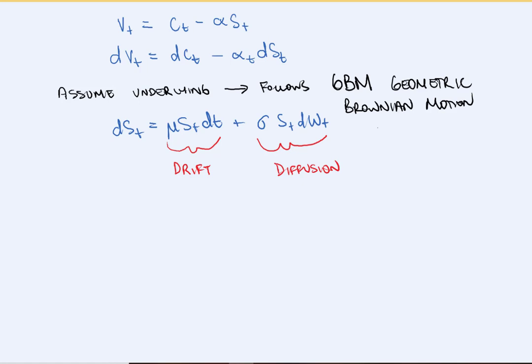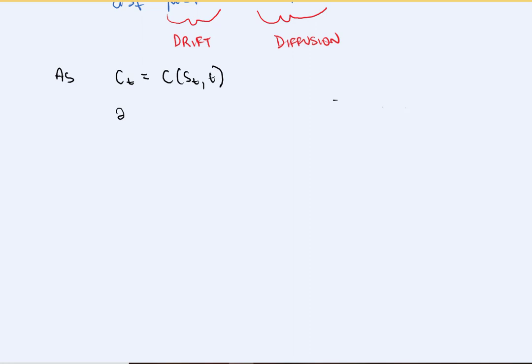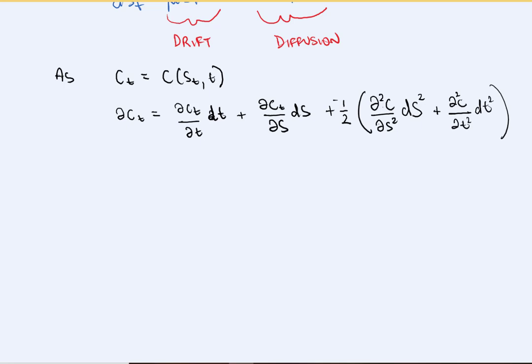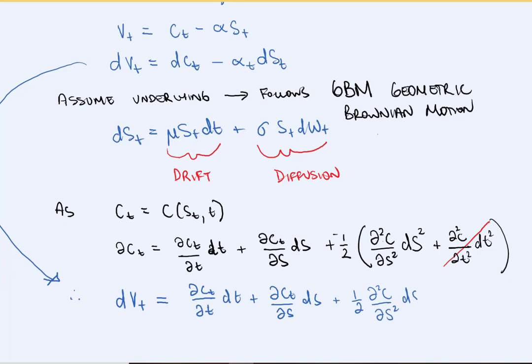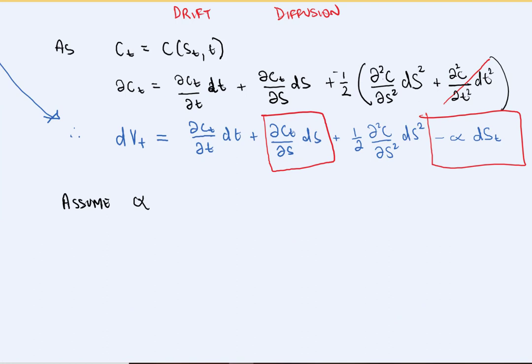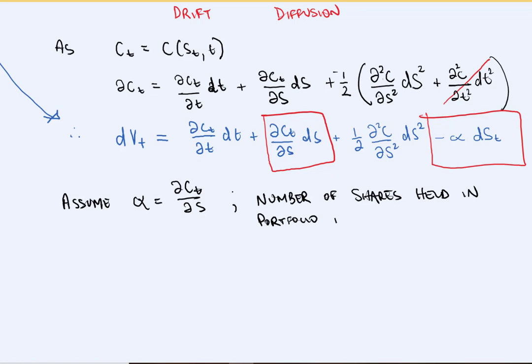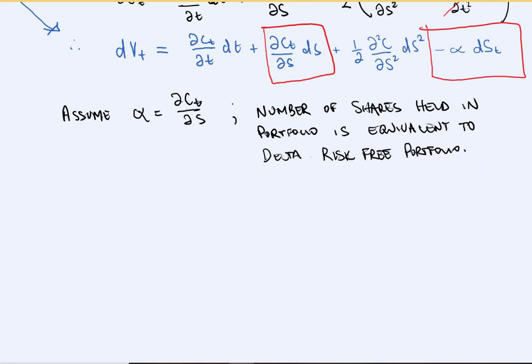So now as the call price is dependent on the underlying and time, let's derive that. Taking the partial derivatives with respect to each parameter, we get the following. But we cancel out the dt squared, as that's a very small component. So now take the derivative of that value and sub back in the derivative of C_t. By equating the delta with alpha, the number of shares held in the portfolio, the assumption that we're going to make is that these two are equivalent. This will cancel those terms.